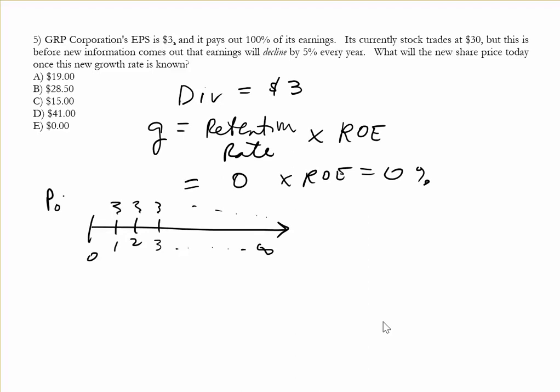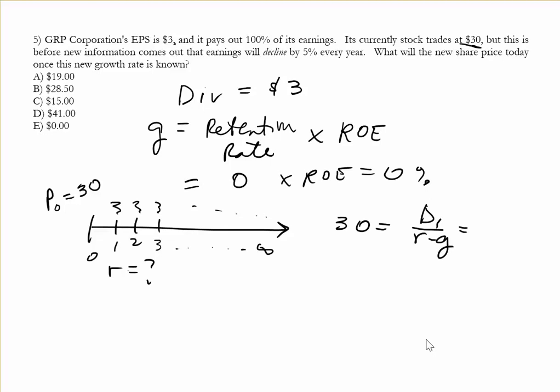Now the market is currently pricing this stock at $30 right now. That means that the market has in mind some required rate of return for this stock currently. And we can use the constant growth dividend discount model here, which is, let me just review that formula.